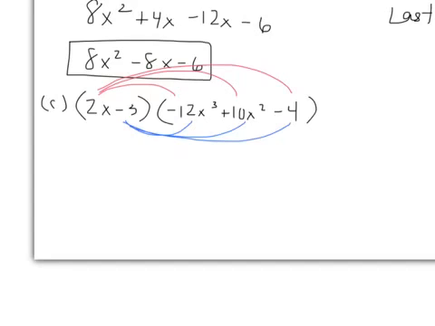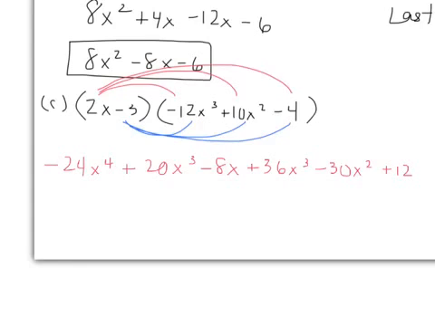We're going to get 2x times negative 12x squared is going to be negative 24x to the fourth. 2x times 10x squared is going to be a positive 20x to the third. Then 2x times negative 4 is negative 8x. Next, we're going to take negative 3 times negative 12x to the third. That's going to give me a 36x to the third. Negative 3 times 10x squared is going to be negative 30x squared. And then negative 3 times negative 4 is positive 12.